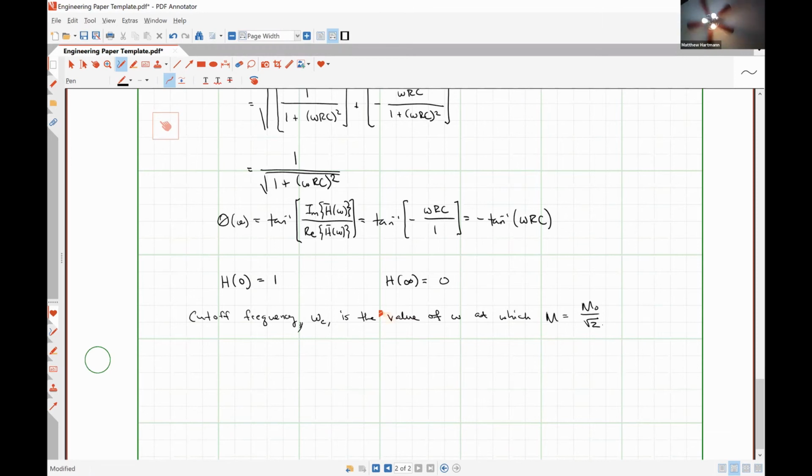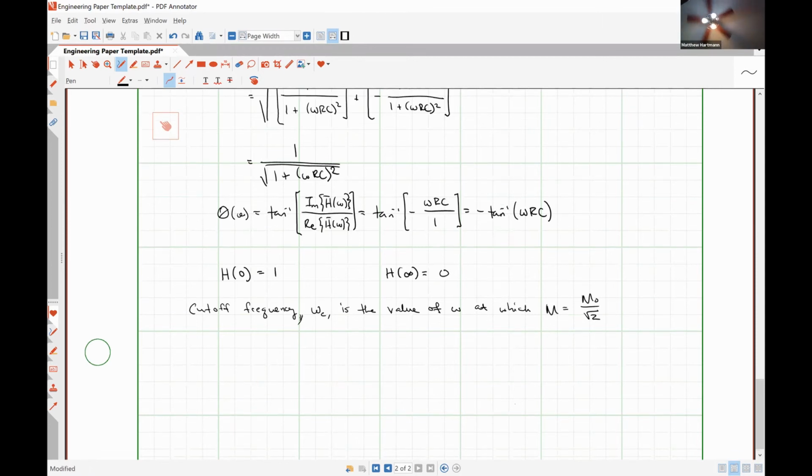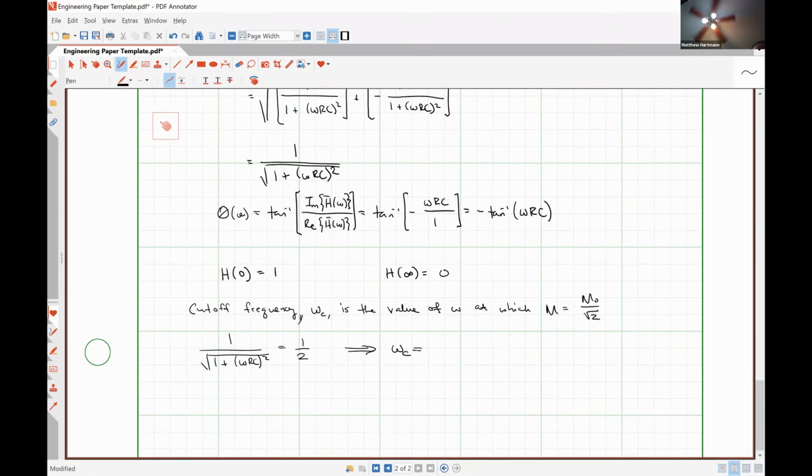In this case, M naught, our maximum value, is 1, and it's going to be 1 for all of our most basic, what I'm going to call passive filters, because they don't contain active circuit elements like op amps. So for our low pass filter that we have just described, we want 1 over square root of 1 plus omega RC quantity squared to equal 1 over square root of 2. So under what value of omega is that going to occur?